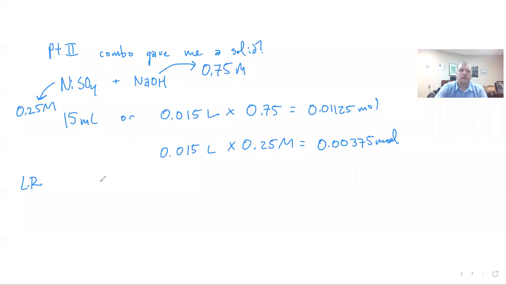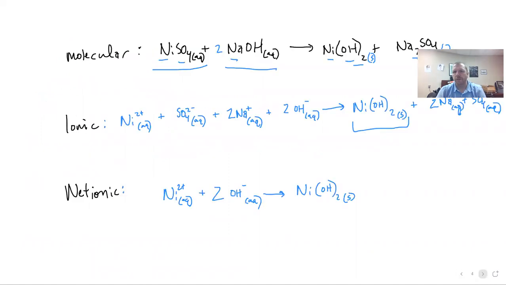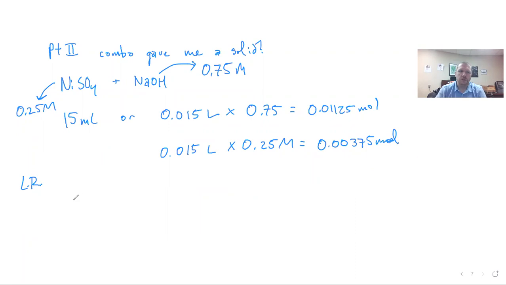And the easiest way to figure this out is by using your balanced chemical reaction. So I'm going to rewrite my balanced chemical reaction, which is NiSO4 plus 2NaOH yields Na2SO4 plus Ni(OH)2. Got it balanced. What I have, coefficients.